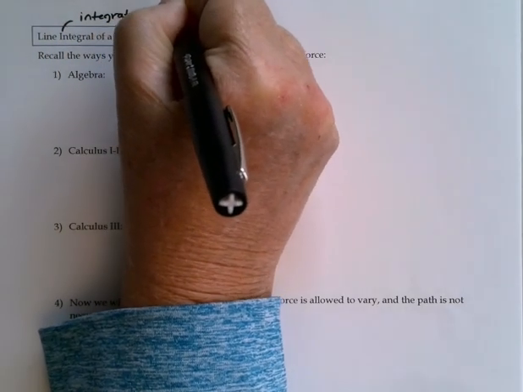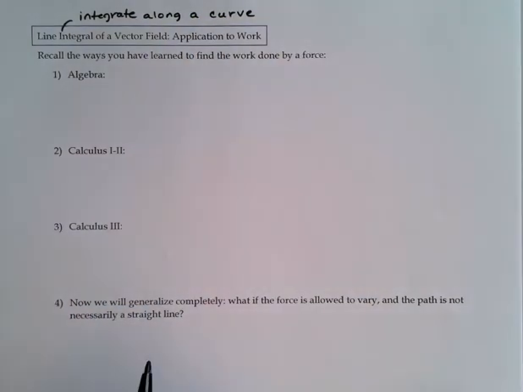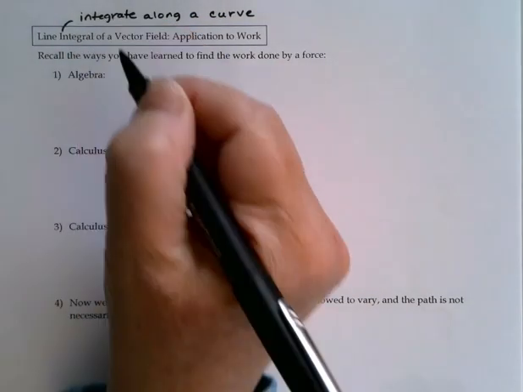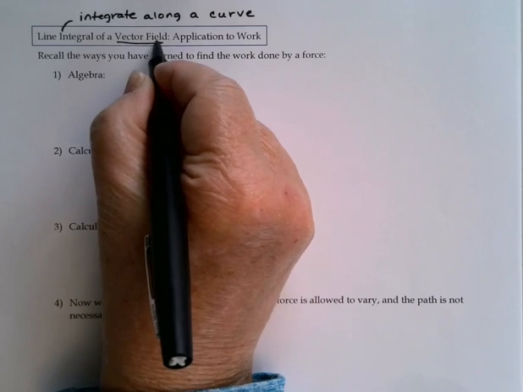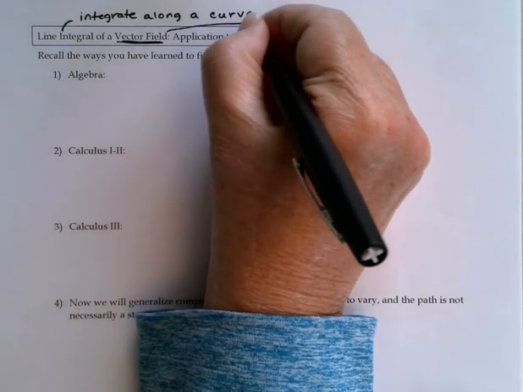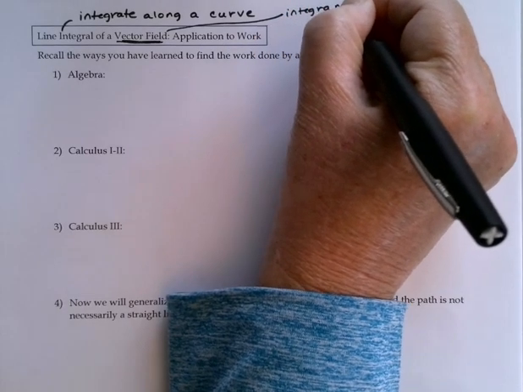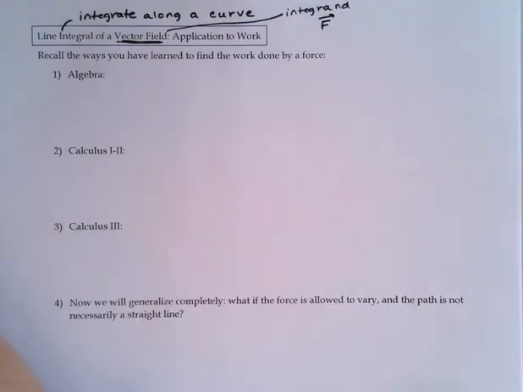Again, weird name, I know. Line integral for integrating along a curve, but such is what it is. But this time, our integrand is going to be a vector field. Think of it as F, our vector fields.